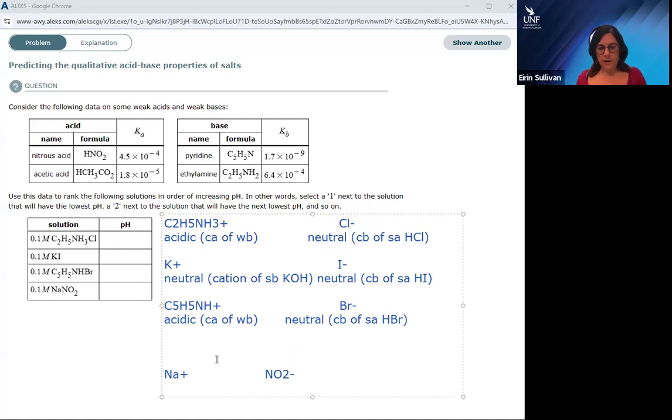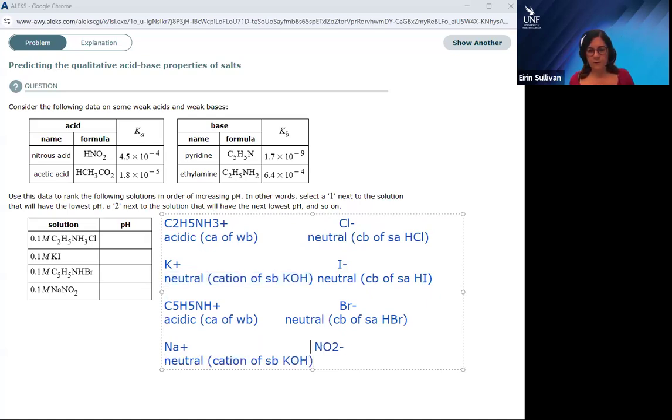Okay, so lastly, sodium. Obviously, it must be neutral because that is the countercation of our favorite strong base, sodium hydroxide. So that is going to be neutral. And then the nitrite anion, and if you're not sure, just add a proton to it, you get HNO2. That's nitrous acid. That's a weak acid. In fact, it's one of the ones written up here. Nitrous acid is a weak acid. So we know that nitrite is its conjugate base, right? It is the conjugate base of a weak acid. So it itself will be a weak base.